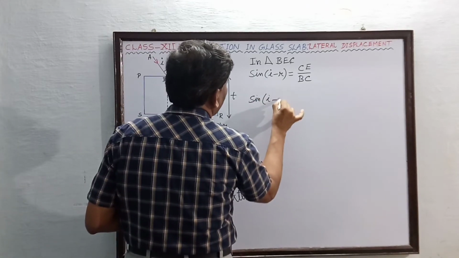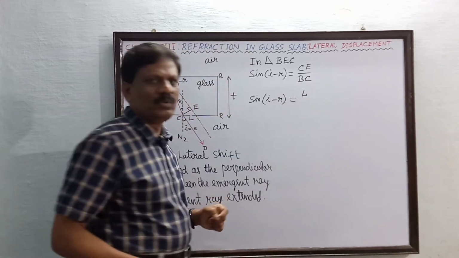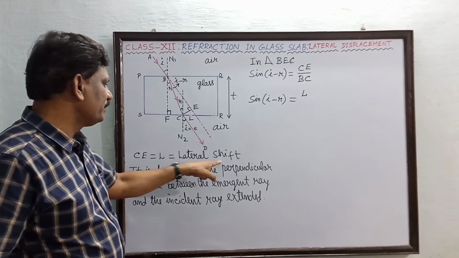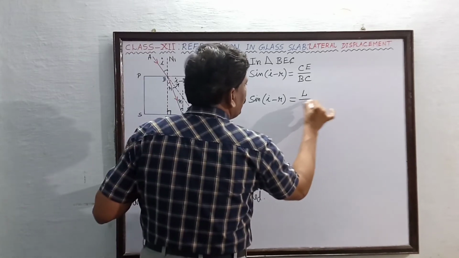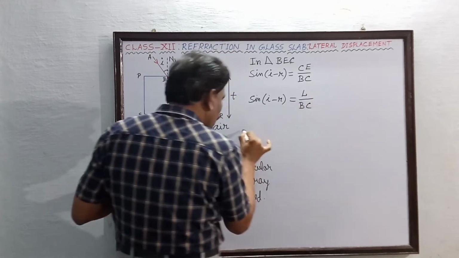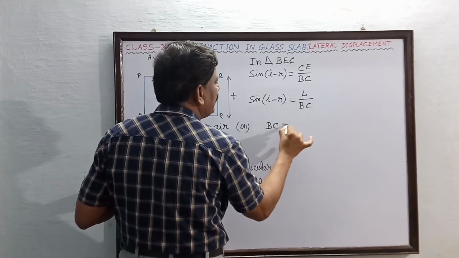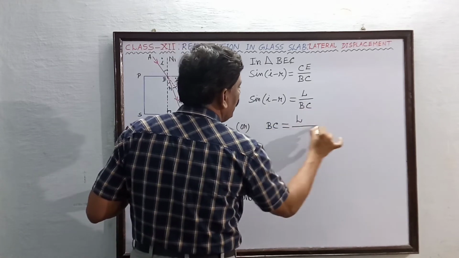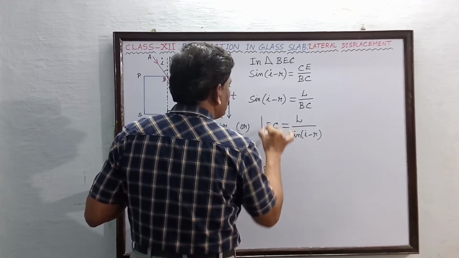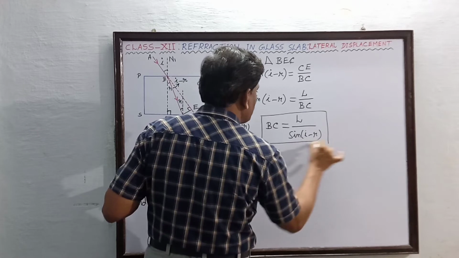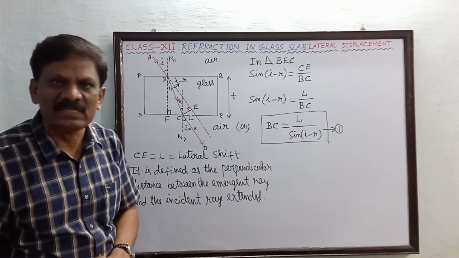Sine I minus R is equal to, instead of CE, I will substitute L. That is a lateral shift. Understand? L is the lateral shift. So, sine I minus R equals L divided by BC. Once again, I will take BC to the left hand side. So BC is equal to L divided by sine of I minus R. This is a very important step. This is equation 1 for us. Have you understood this first?